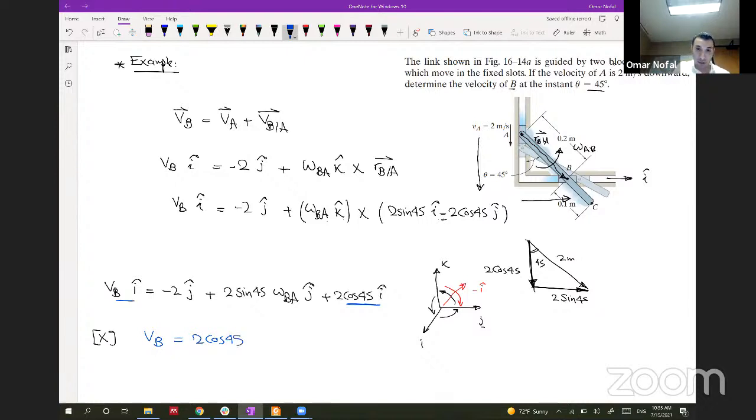And in the J hat, which is the y direction, we have 0, nothing on the left-hand side, but we have here -2 plus 2 sine 45 times omega BA. Sorry, I forgot the omega BA. So this should give us omega BA equal to 14.18 radian per second. And this should give us that VB will be equal to 1.9.